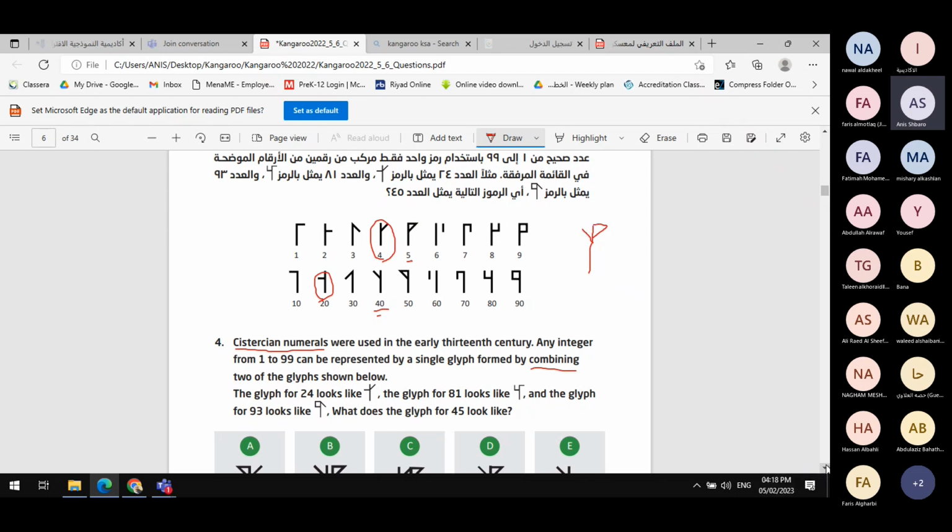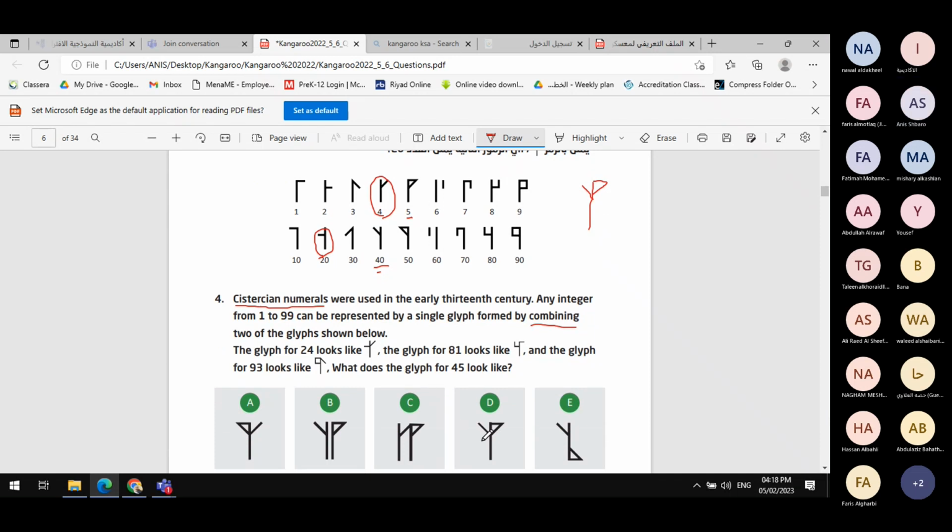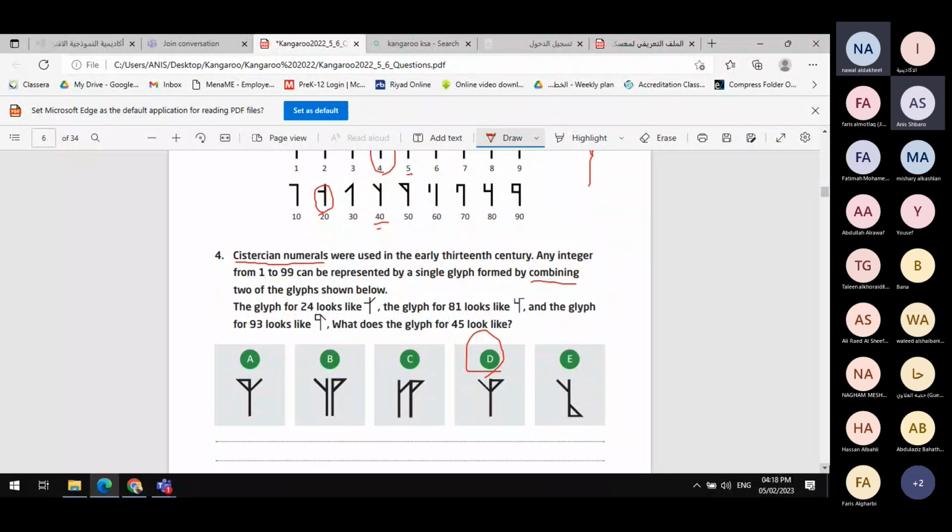Let's compare it to the answers. Do we have it here? Yeah, D. Okay, great. Thank you, Walid. So this one, as you can see, we did nothing. We just combined the numbers, which was so easy for us, and we obtained the shape of 45.